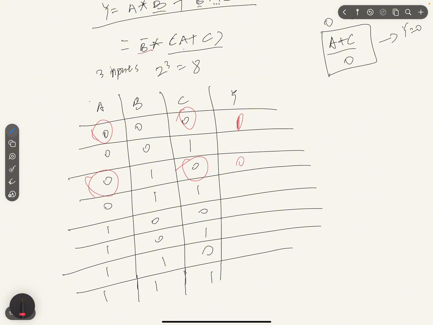And then the other one is B bar. When B bar is 0, that will also give us Y equal to 0, which means B is 1. That will give us Y equal to 0. So we just need to pick B equal to 1, which is this. That will give us 0.